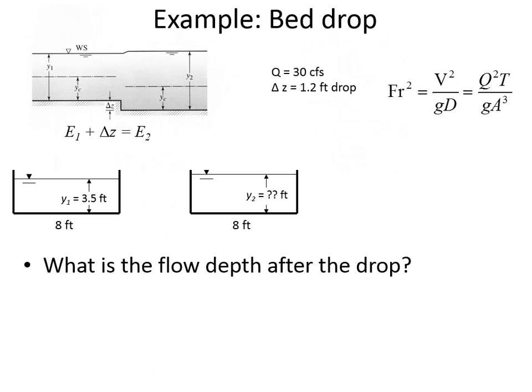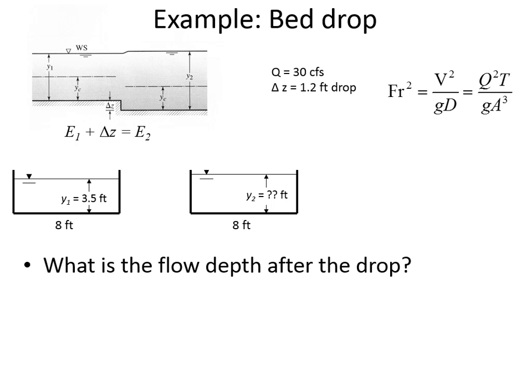All right. So let's do some calculations. We've got a drop where it is an 8-foot width and Q equals 30 cubic feet per second, and our drop is 1.2 feet. So what is the flow depth after the drop? I was explaining this in terms of the diagram, but I'll solve it in terms of specific energy. I won't solve this graphically. How do we find the new flow depth? The principle that we're going to apply is that the specific energy at 1 is equal to the specific energy at 2 plus or minus the delta Z, as the case may be.